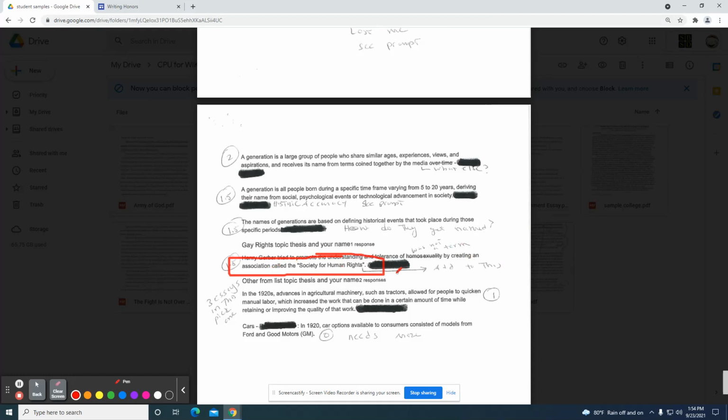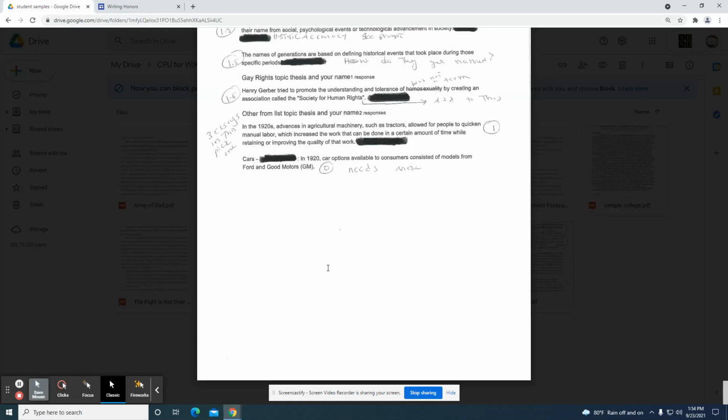What exactly did he do with this creation? What is this Society for Human Rights? What is their mission statement? Those are items that you can add to this to give it more clarity. So I'm just saying here, add to this Society for Human Rights. Add to it, and that's how you go about gaining some additional detail.